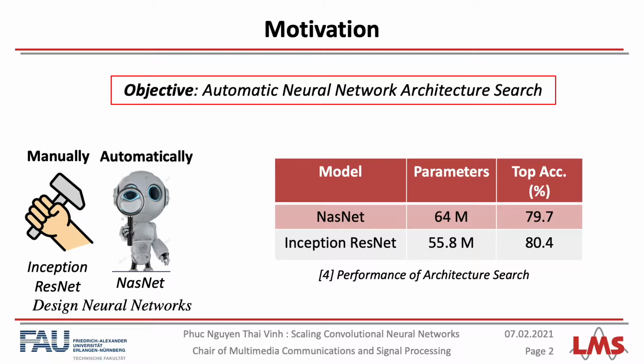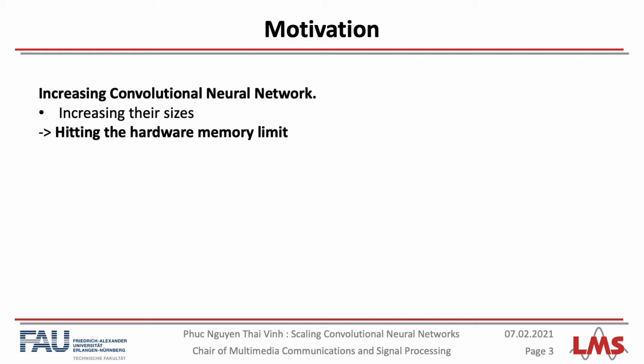Previous automatic methods do not reach higher performance than the handcrafted models, so we need a better algorithm for automatic neural network architecture design. The second motivation is that when we have baseline models from the automatic architecture and want to increase the accuracy more, we can increase the model size. However, we have a problem with memory because we have limited memory.